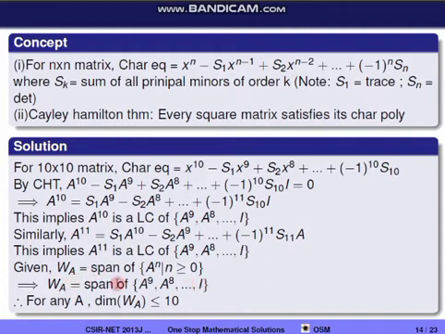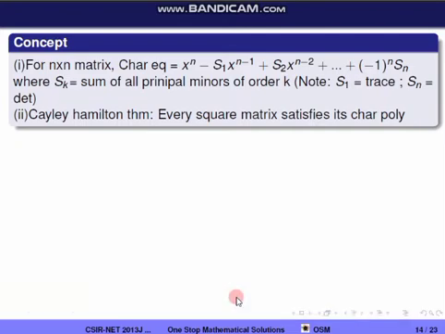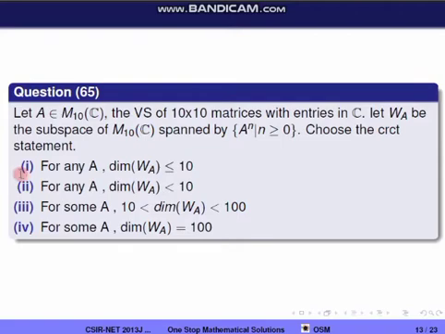If some of the elements are not linearly independent, the dimension of W_A will be less than 10. So therefore, for any A, the dimension of W_A will always be less than or equal to 10. So now we'll look into the correct option. First option is: for any A, dimension W_A is less than or equal to 10. That is correct. We got it already.